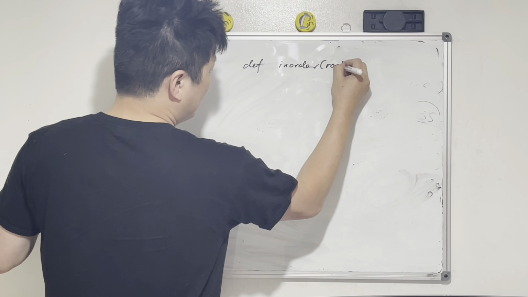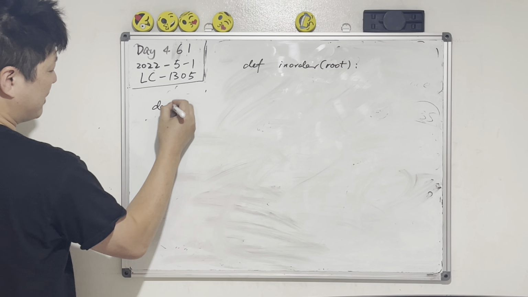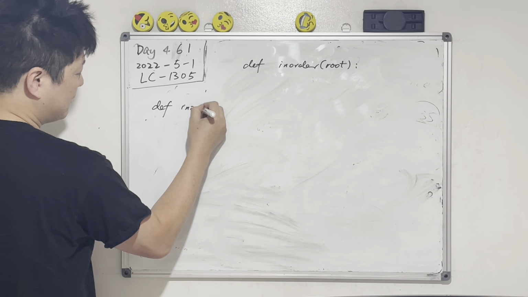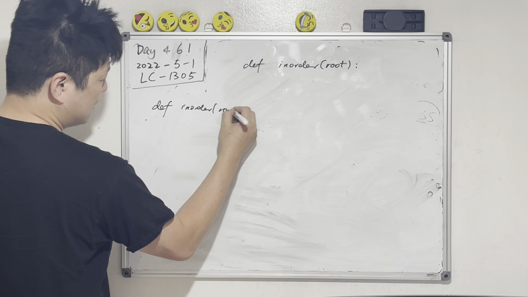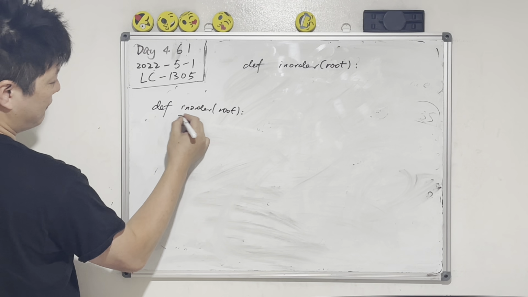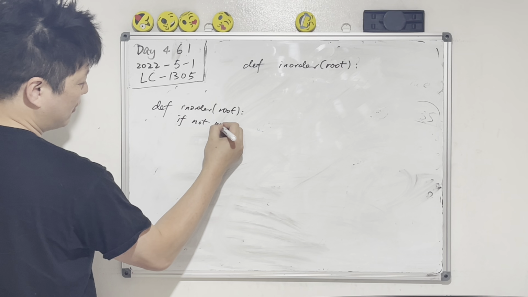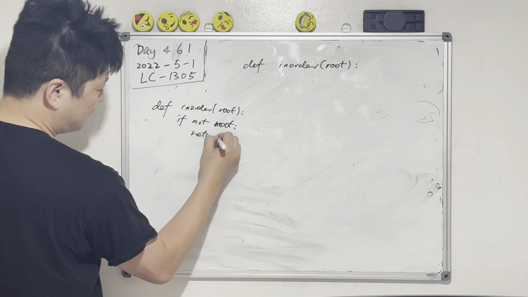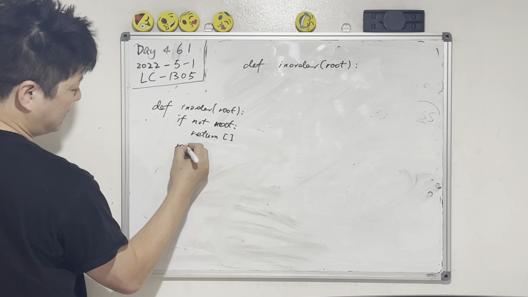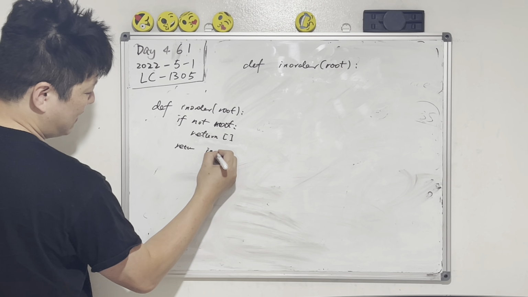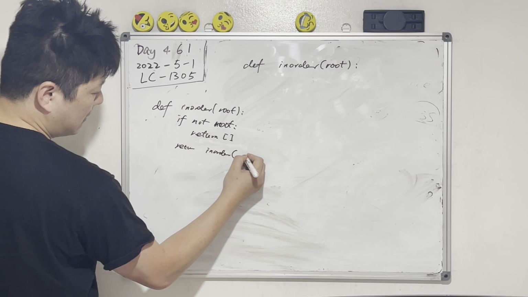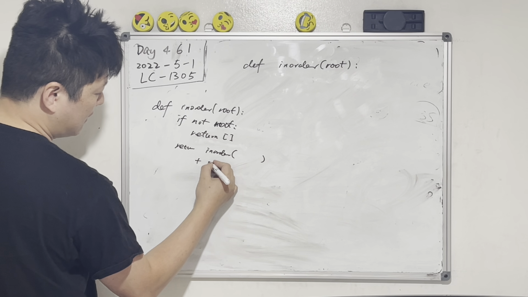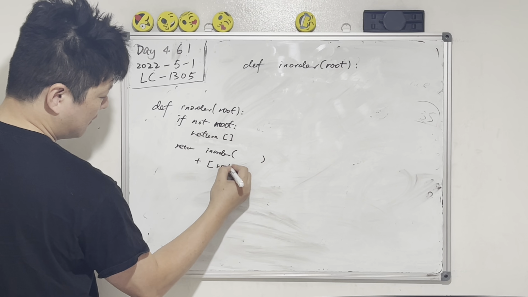Okay, so I write a recursion here, just to do the comparison with the root. That will be very easy. Yeah? If not root, let me write it again. If it's empty, we return an empty list. And then return in order, plus root dot value, plus in order.